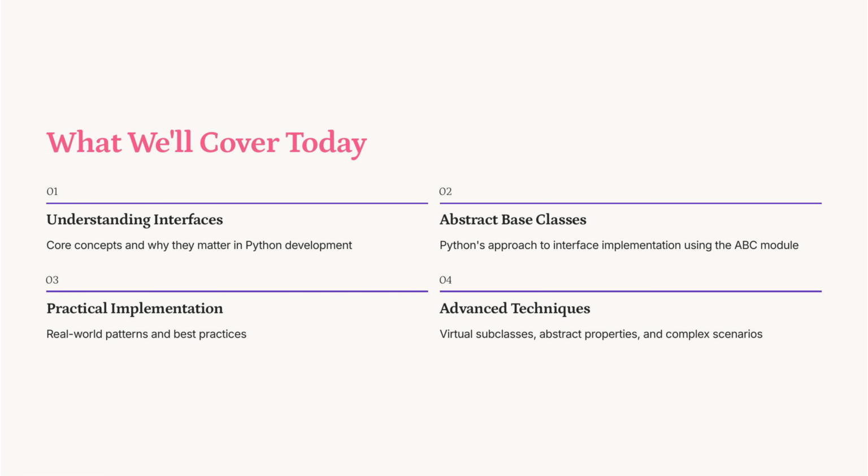Abstract base classes, ABCs in Python, provide a blueprint for creating interfaces, ensuring that derived classes implement specific methods. This approach enhances code flexibility and maintainability. By using the ABC module, developers can define abstract methods and properties, creating a structured framework that enforces method implementation, thus reducing runtime errors and improving code reliability.